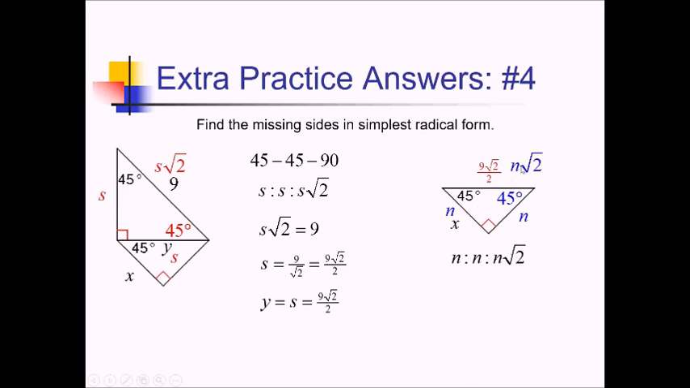Well, if n radical 2 equals 9 radical 2 over 2, I can divide by radical 2 to solve for the value of n. If I divide by radical 2, that cancels out this radical 2 and this other radical 2, so that means n just equals 9 over 2. Well, now x is the same as n. That's how we labeled this triangle. So if x equals n, that means that x equals 9 over 2.